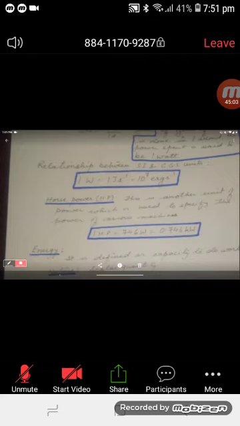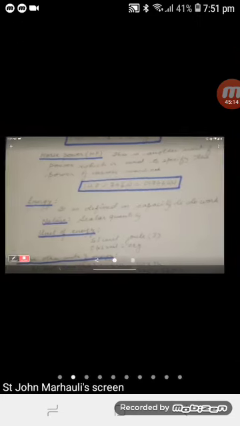Another unit of power is horsepower, which I was using just now. This is basically used for machines and in mechanical engineering devices. 1 HP is equal to 746 watt, which is equivalent to 0.746 kilowatt. So this was about power.